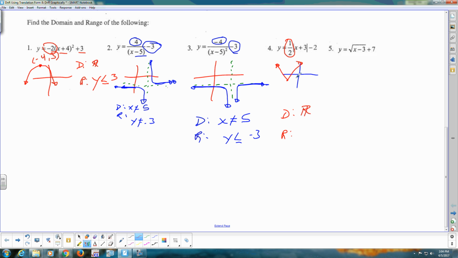Range, can you go as high as you want? Yes. As low as you want? No. That coordinate is -3, -2. I can only go as low as -2. So I can go greater than or equal to, because that's not an asymptote that it's bumping into like it was on this one.